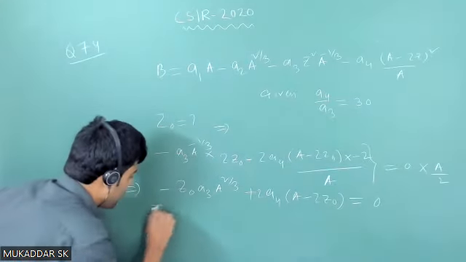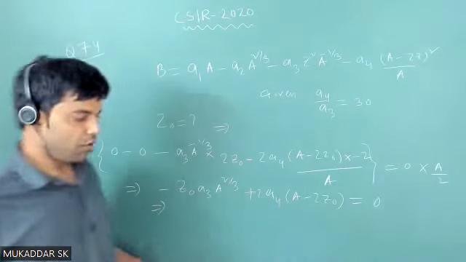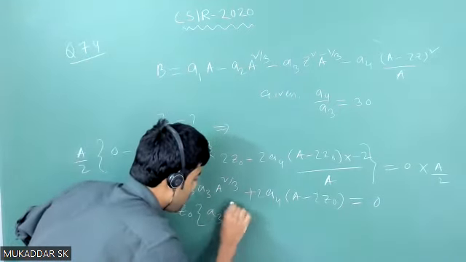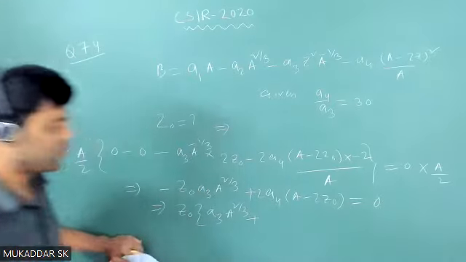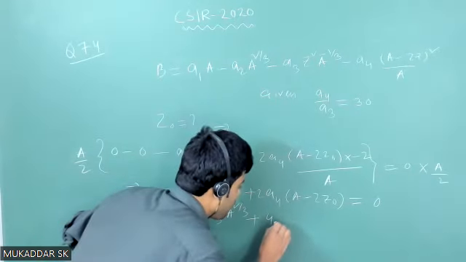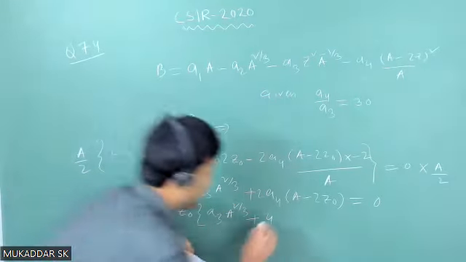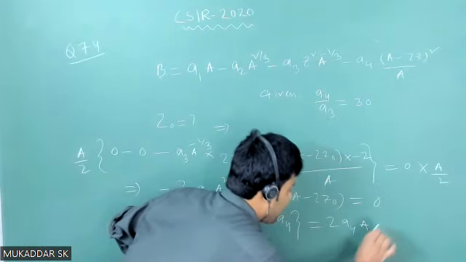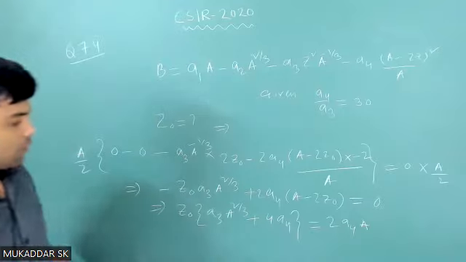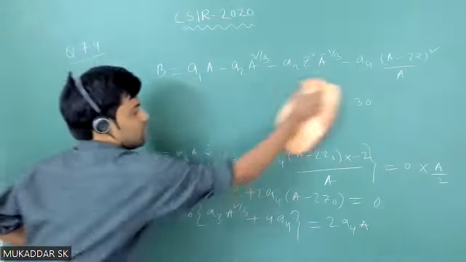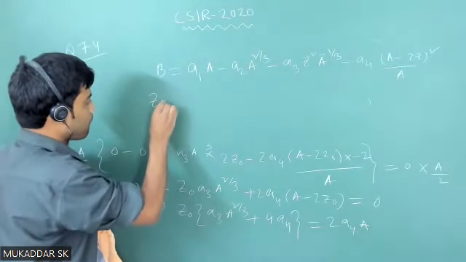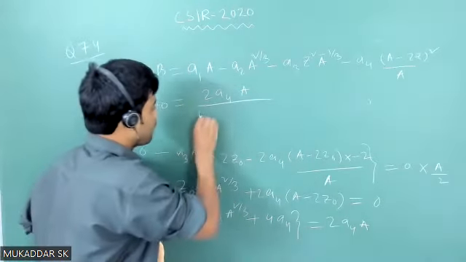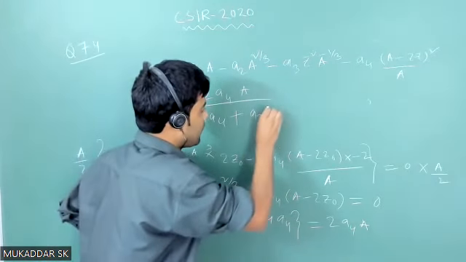Now if you rearrange it, what will happen? If you take the Z naught terms on one side, you will get Z naught into A3 A^(2/3), and from here you will get another Z naught times 4A4, and that will be equal to twice A4 into A. So now Z naught will be twice A4 A divided by 4A4 plus A3 A^(2/3).